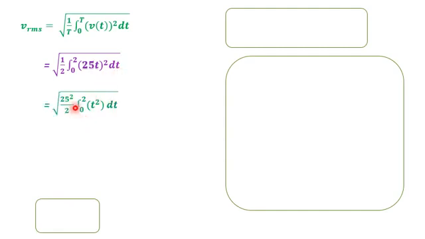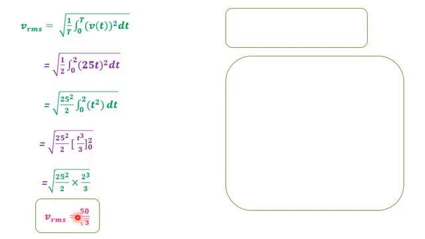Then 25 square is a constant, so taking it outside. Then the integral of t square is t cube by 3. Integrating and applying the limits, we get 25 square by 2 into 2 cubed by 3. Cancelling out the common terms, we get the RMS value as 50 by root 3. So we can say the RMS value is the maximum value, 50, by root 3. So for a sawtooth waveform, the RMS value can be written as maximum value by root 3.